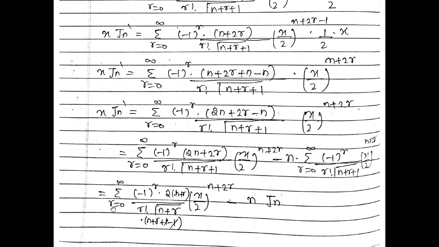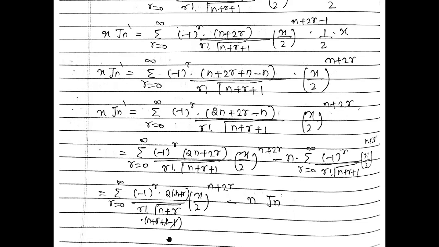So r equal to 0 to infinity, (-1) to the power r, 2 is common, n plus r upon r factorial, gamma n plus r plus 1. So gamma n plus 1 is equal to n factorial, right? So we can write this gamma as gamma n plus r plus 1 minus 1 into gamma n plus r, because gamma n plus 1 is equal to n factorial. So we can break this as n plus r plus 1 minus 1 into gamma n plus r, into x by 2 to the power n plus 2r, and this value is equal to Jn(x), right?